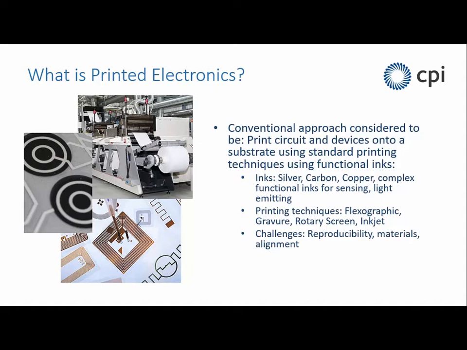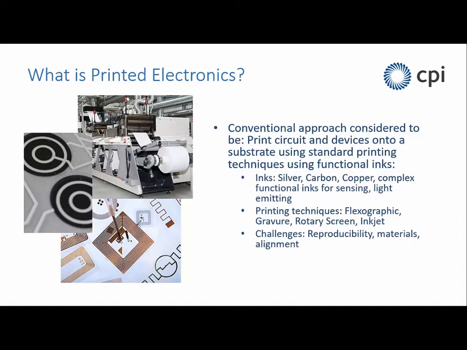So all the different conventional printing techniques, such as inkjet, which probably we all know, but then other approaches such as flexographic, gravure printing, rotary screen, these are all used to produce printed electronic systems. Serious challenges with this process largely are to do with reproducibility, materials, alignment, registration of components.